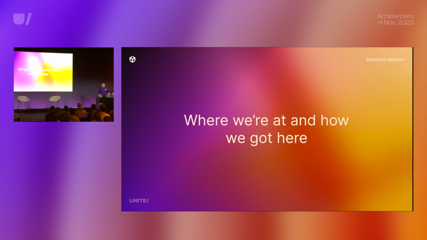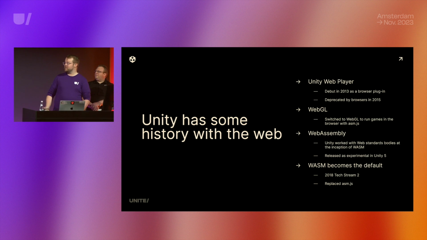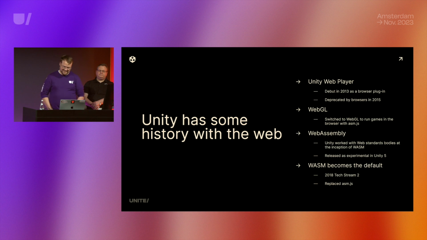So first, I want to talk a little bit about where Unity has been and where we're going from here with the web. As some of you may know, Unity has quite a bit of history with web runtimes. In 2013, the Unity web player debuted as a plugin for web browsers. This solution was short-lived, as it was deprecated 2 years later in 2015. Then, we adopted WebGL to run games directly in the browser with asm.js.